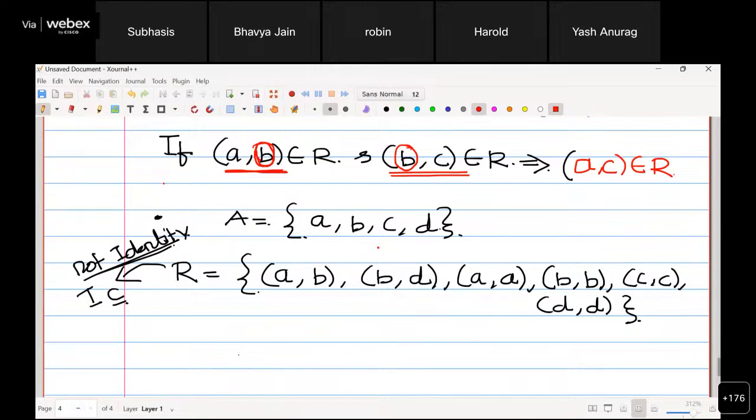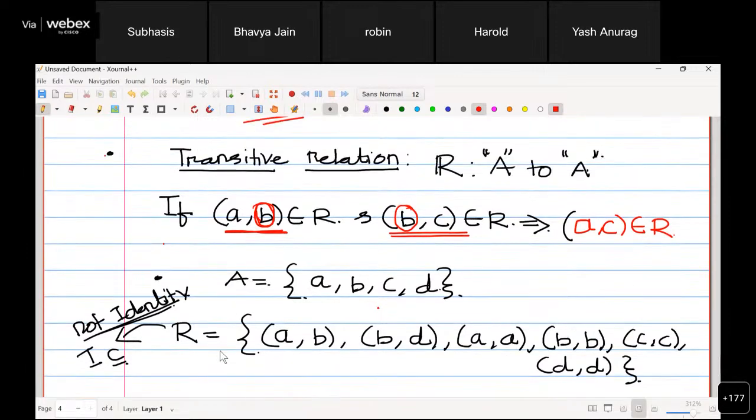Next, let's check whether this is a transitive relation or not. Let me say it again: I need to first find all the elements which are of the form (A, B) and (B, C). If I have elements of this form, then I need to check whether (A, C) is there or not. If I don't have elements of this form, then I don't have to check, so it's vacuously a transitive relation.